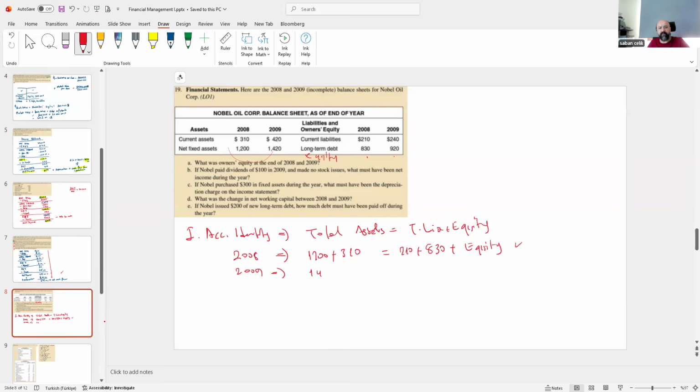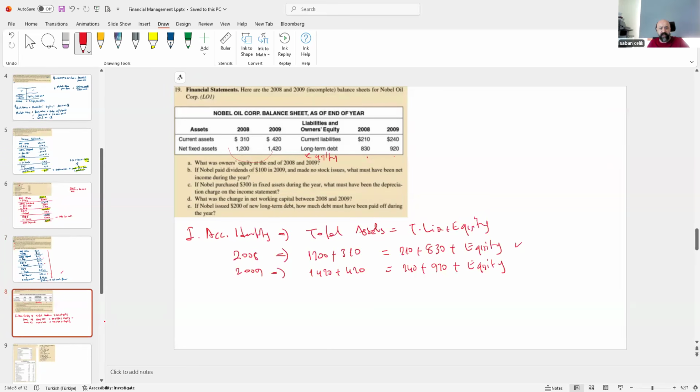1,420 plus 420. And this should be equal to this one, 240 plus 920 plus equity. So from this simple equation, then you'll leave equity alone and solve it.